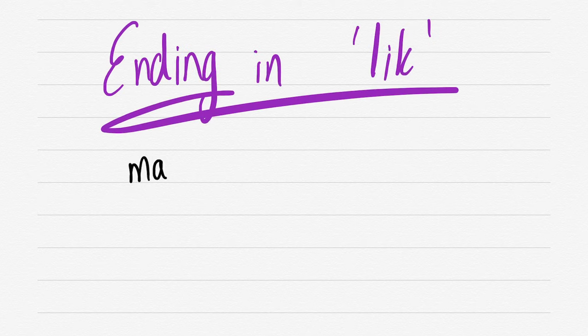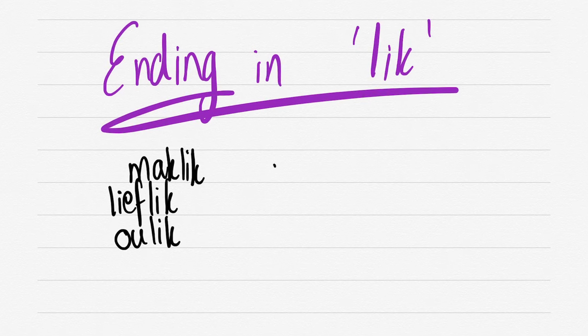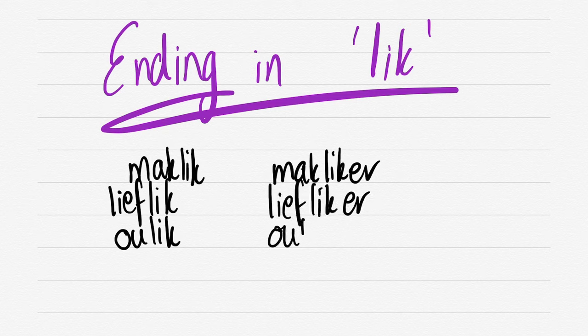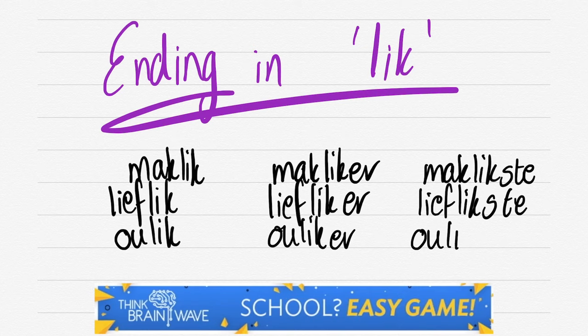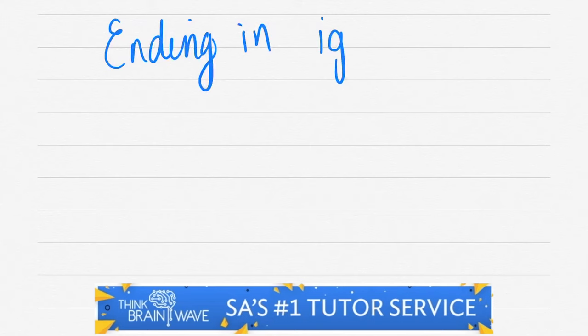Now let's do words ending in lik: moontlik, makkelik, moeilik, lieflik, oulik. So let's do makkelik, just add ER, lieflik, ER, oulik, ER. Then STE at the end, so makkelik, makkeliker, makkelikste, lieflik, liefliker, lieflikste, oulik, ouliker, oulikste.